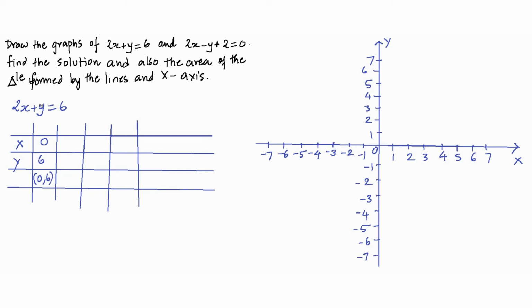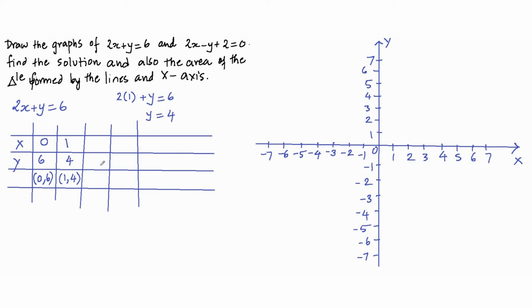Now let's change x by the coefficient of y that you see. The coefficient of y is 1. So let's take x as 1. Let's find the value of y now. 2 times 1 plus y is equal to 6. So y will therefore be equal to 4. So when x is 1, y is 4. So the coordinate is (1, 4).